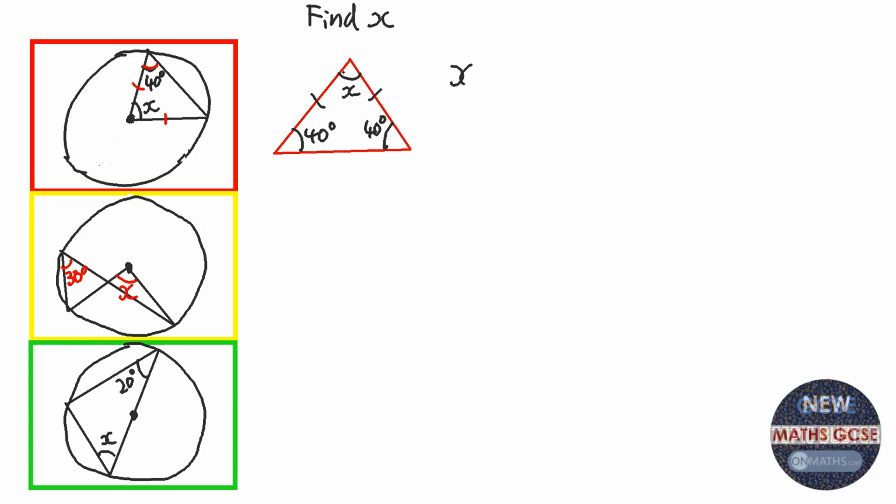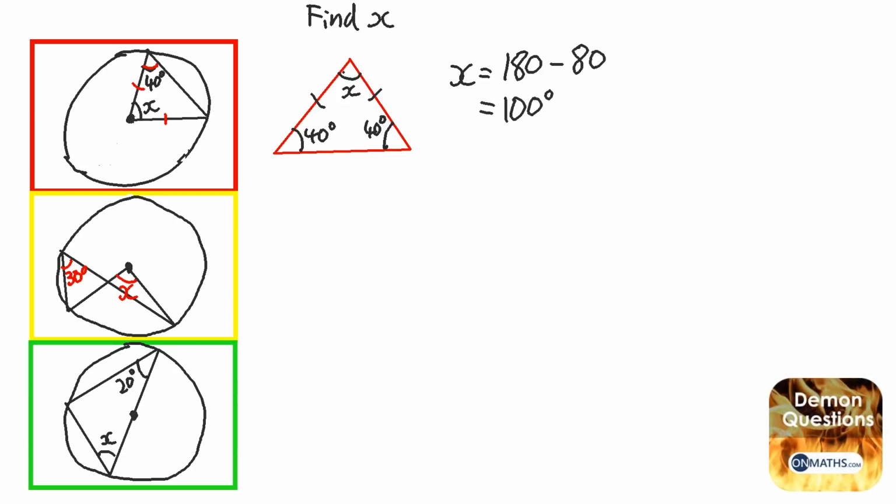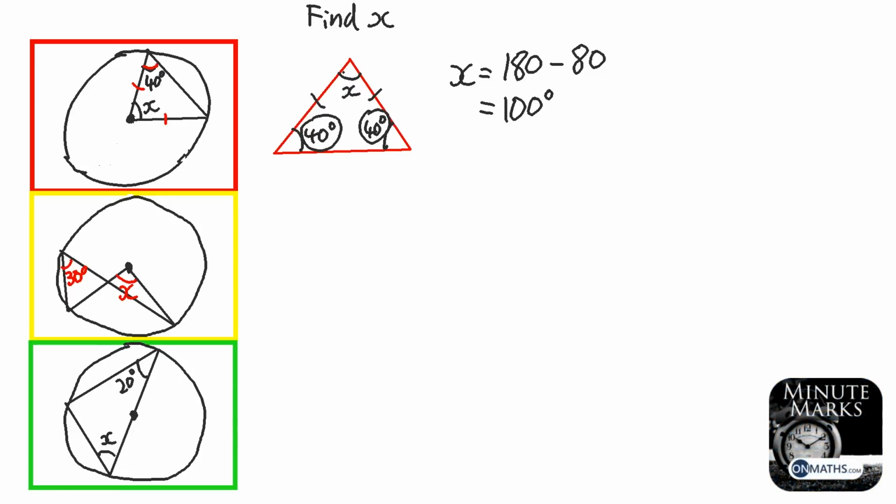So to find x, we do 180, because angles in a triangle, take away 2 lots of 40, so take away 80. So x is 100 degrees. Now, you need to write down 2 reasons now. So the first reason is it's an isosceles, so therefore the bottom 2 angles are the same. And the second reason is angles in a triangle add up to 180. Right, the next one. Now this is the same situation as the example we had before.